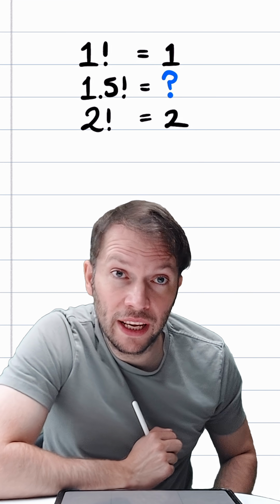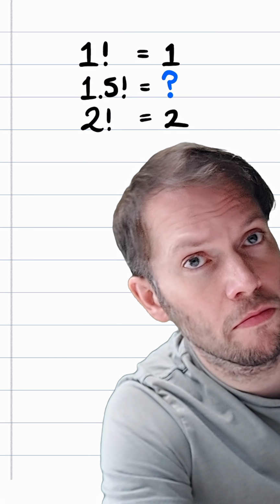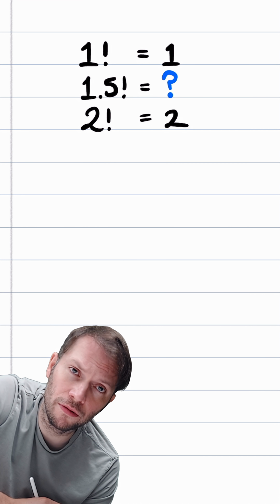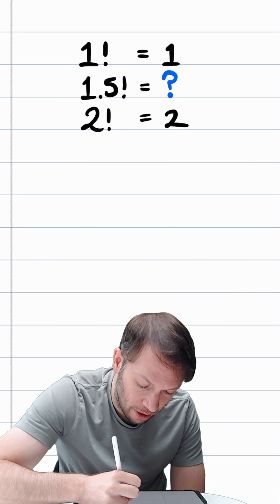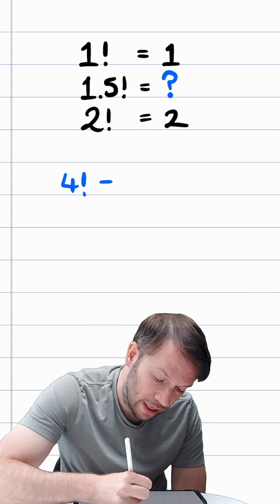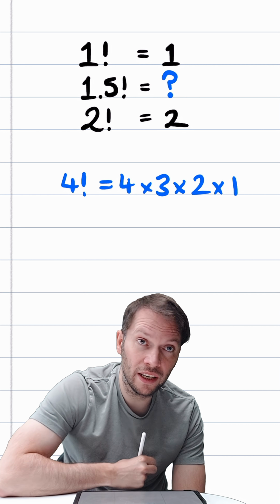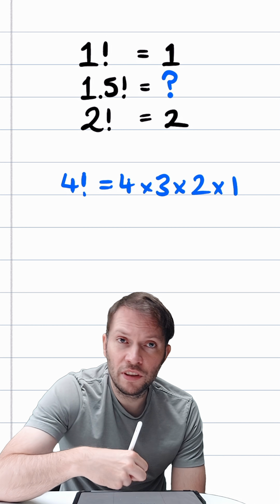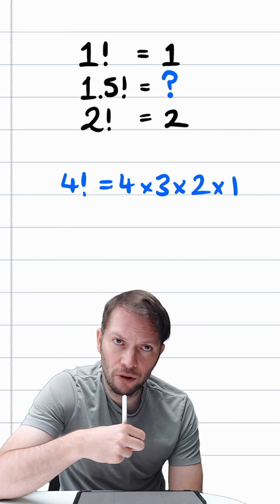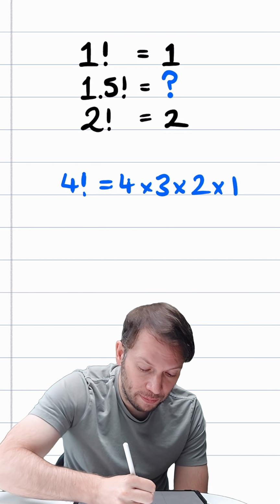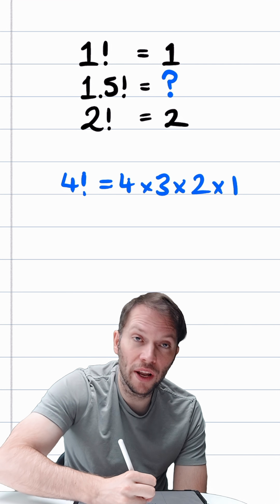If 1 factorial is 1 and 2 factorial is 2, what's the value of 1.5 factorial? And in case you're not familiar with what factorials are, 4 factorial, for example, is 4 times 3 times 2 times 1. So multiplying numbers all the way down to 1. So it seems weird to ask what 1.5 factorial is, but if it did exist, we'd expect its value to be somewhere between 1 and 2.